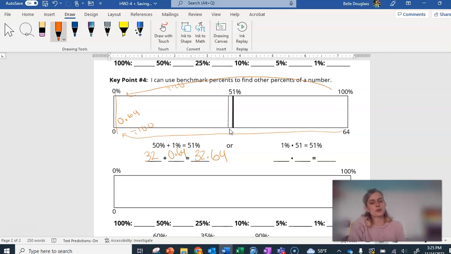You could also always just find 1% and then multiply it times the number of percents you're trying to find, and that will give you the answer for that percentage.